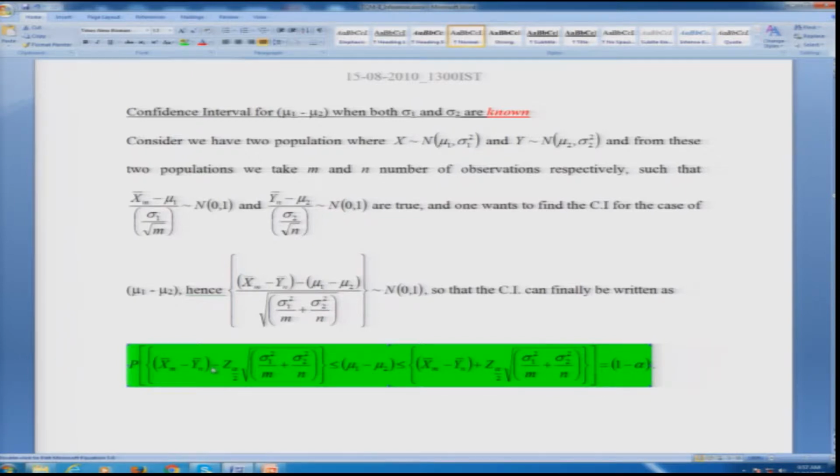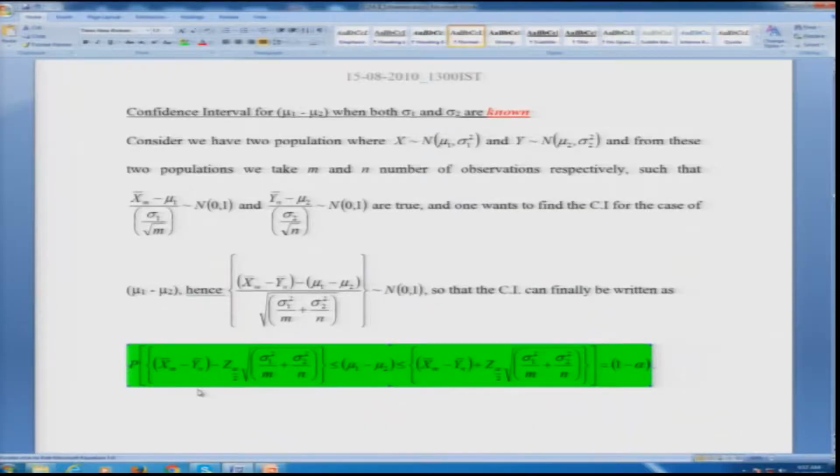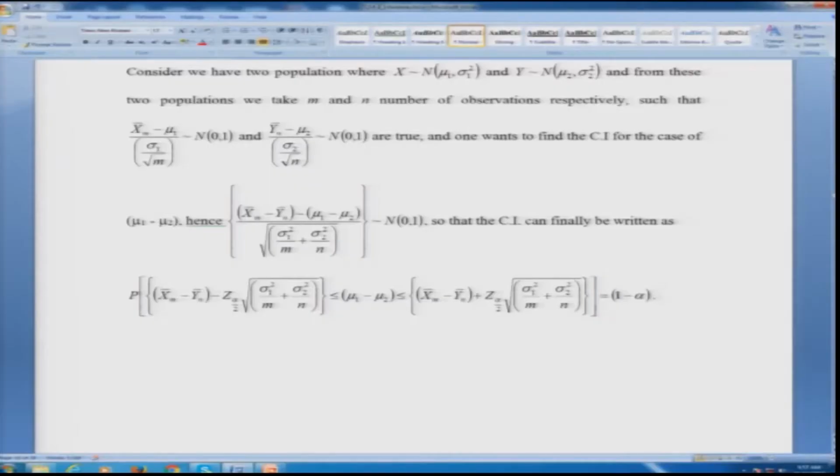and again on the right hand side, in place of minus, whatever sign is there before z alpha by 2, it becomes plus z alpha by 2. So, these are the lower limit and the upper limit, considering that you want to find out something to do with the difference in the population means using the sample means as the best estimate. And obviously, that would be equal to 1 minus alpha.